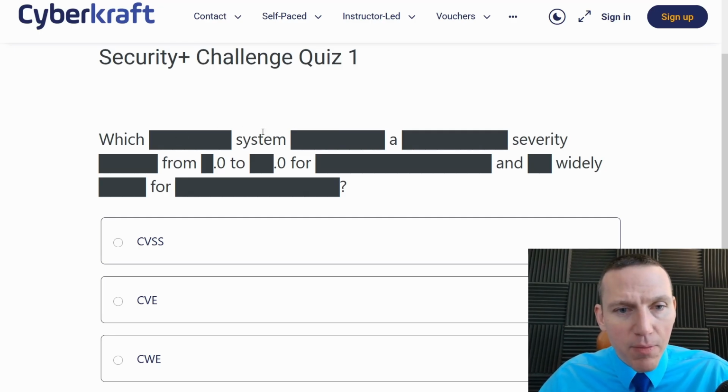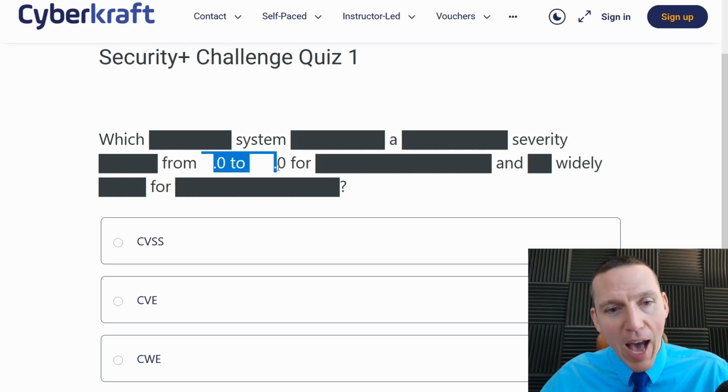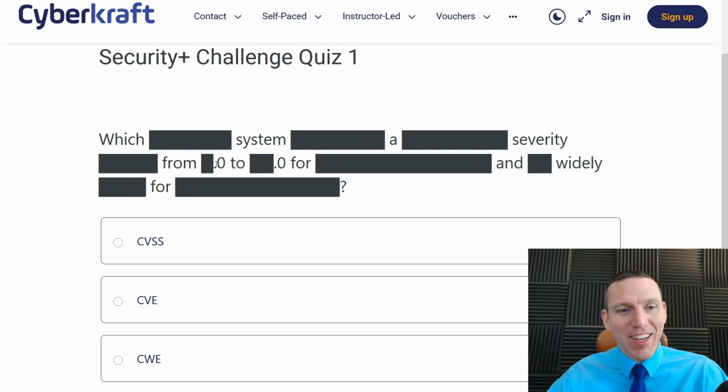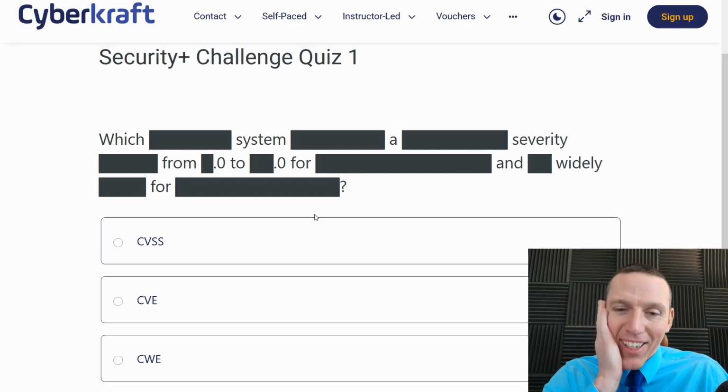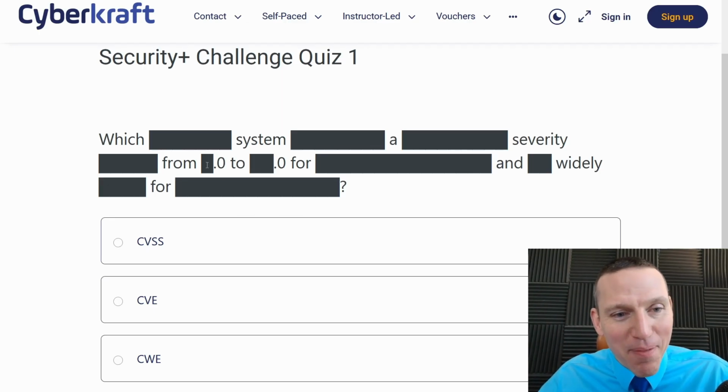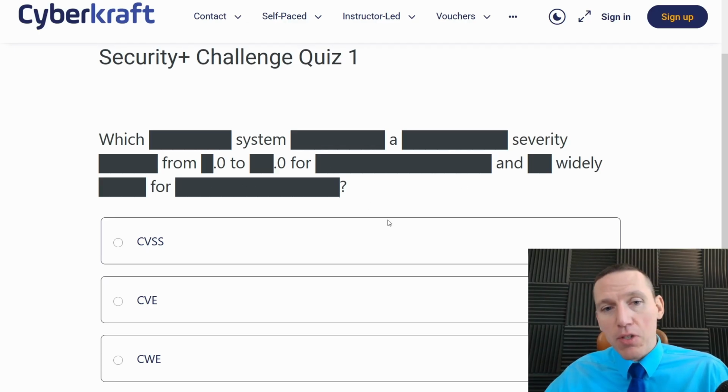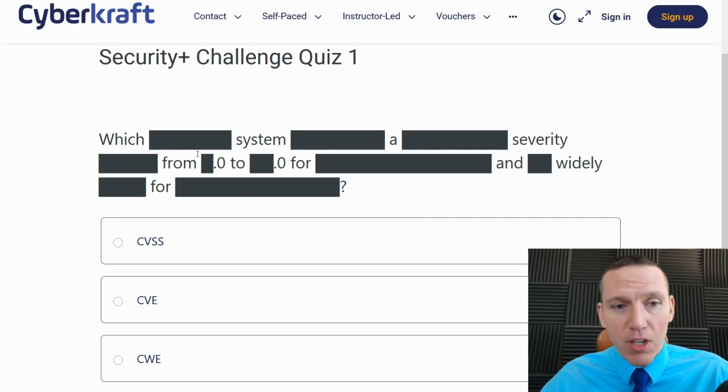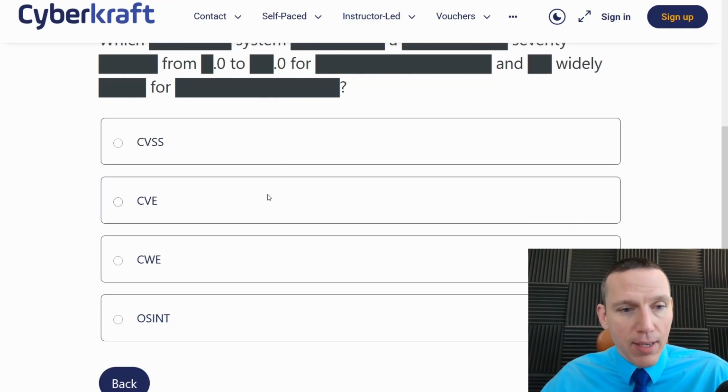Which something system blank a blank severity from... Now this is a little much. I wouldn't consider those words. You didn't have to blank out the numbers for me, Dr. Beal. It's a little much, but okay. From something to something, and this is going to be 1, so maybe that's 0 to 10 for blank and widely for blank. Okay, so this is a common vulnerability scoring system, I think, because this is going to be from 0 to 10.